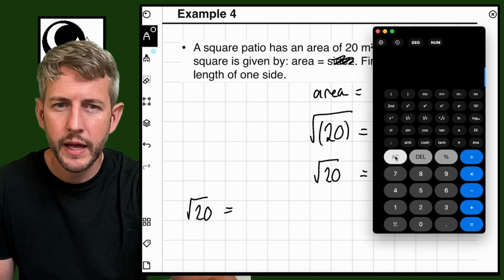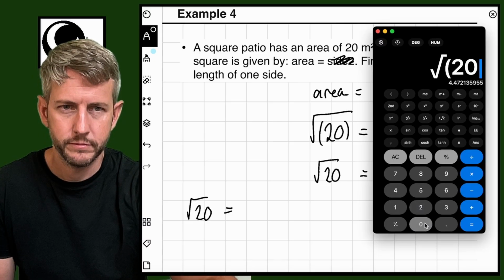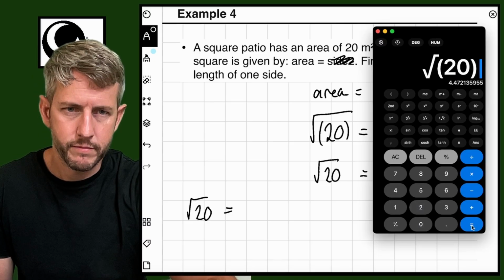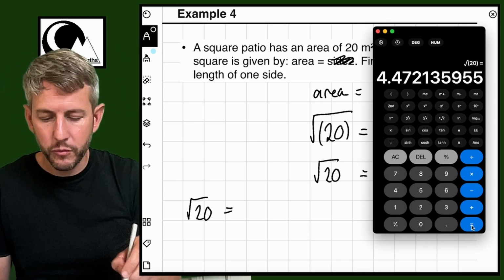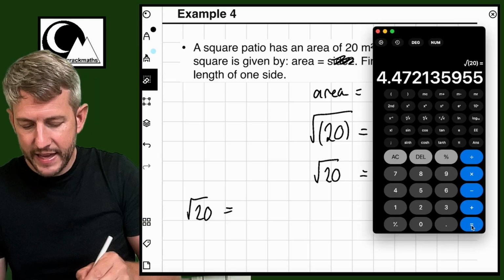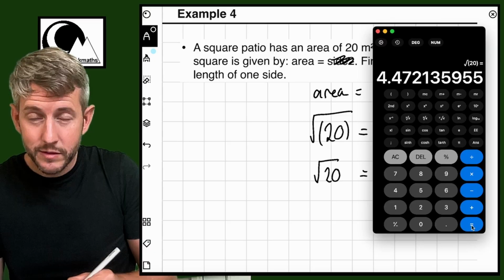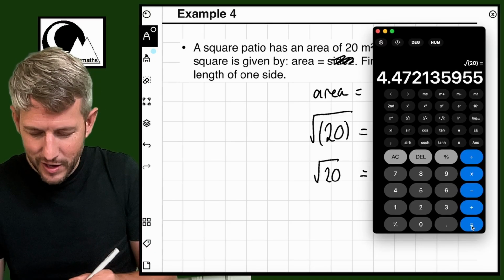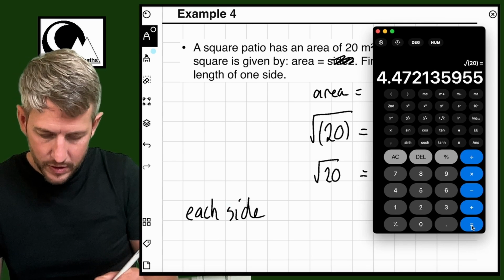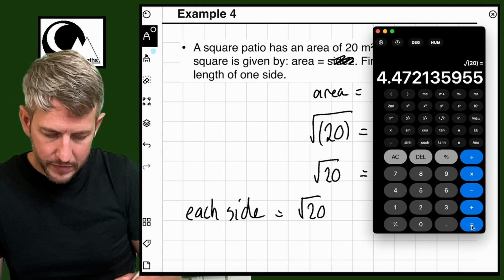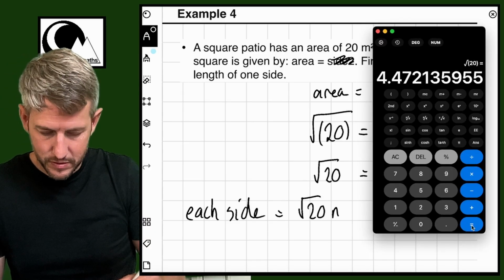So here we go, root 20 equals this. Okay, so when it says find the exact length of one side, I don't need to write these numbers down actually for this. I forgot what I was going to say. Each side equals root 20 meters.